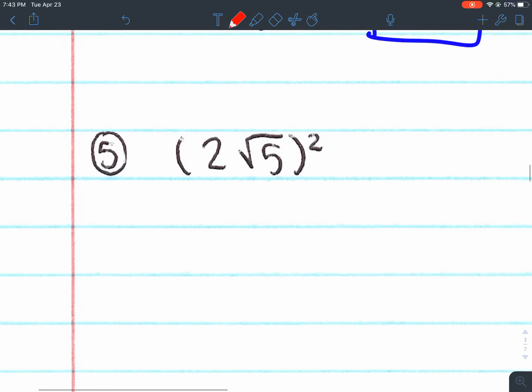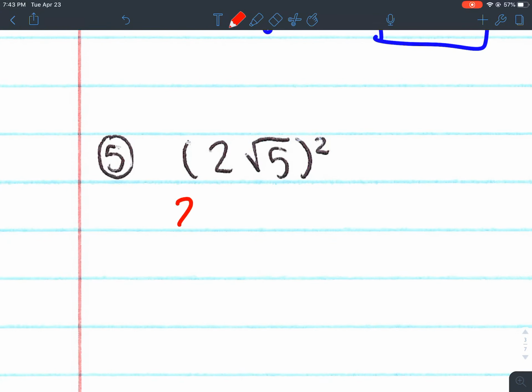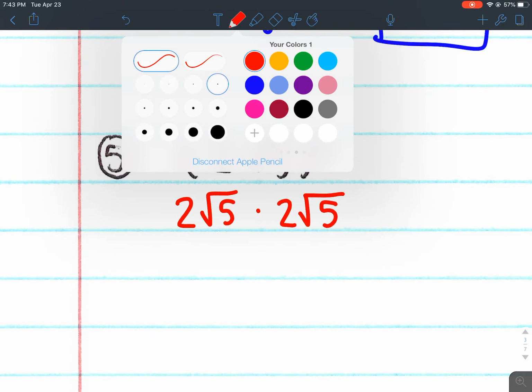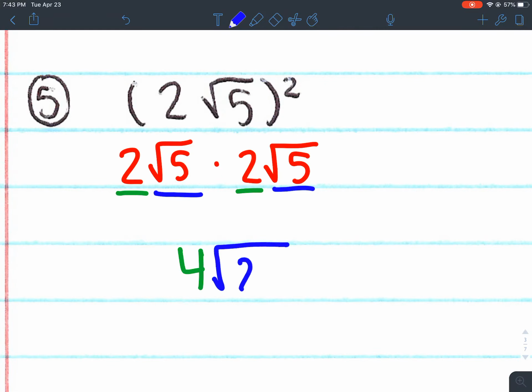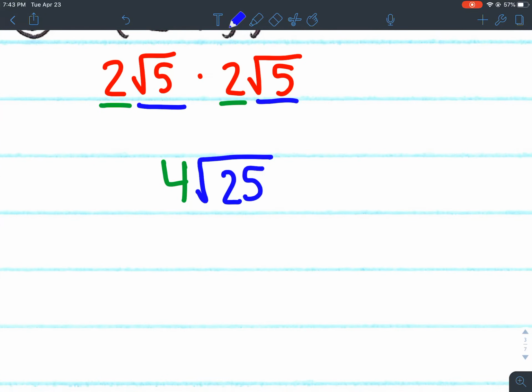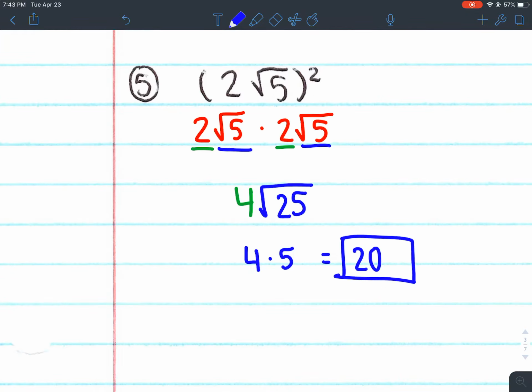All right, number 5, I have 2 square root of 5 twice, so I'm going to write that twice. And then here you're just going to multiply whatever's on the outside of your radical. So that'd be a 4. And then square root of 5 times square root of 5 is going to be the square root of 25. Okay, and the square root of 25 is 5. So I have 4 times 5, which equals 20.